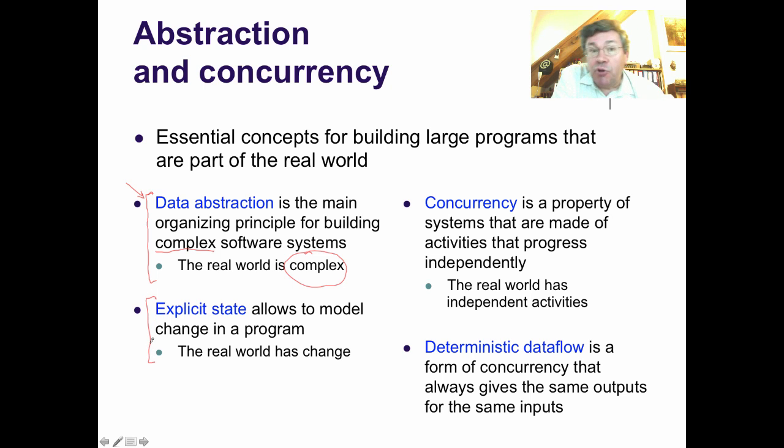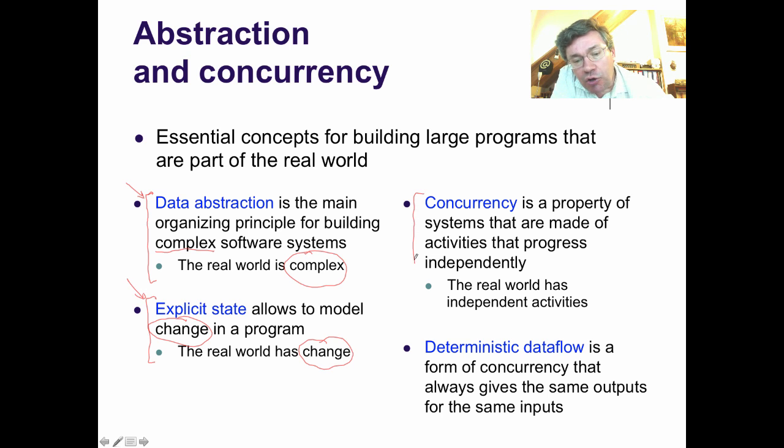The second concept, and an important concept next to data abstraction, is explicit state. The reason why we need explicit state is to model change. Programs need to change. A part of the program might need to be updated, and the rest of the program stays the same. How do we model this? This is important, of course, because the real world has change, so programs also have to be able to change. Parts of them change, parts of them don't. We have to be able to manage all of this, so explicit state is the concept we use for that.